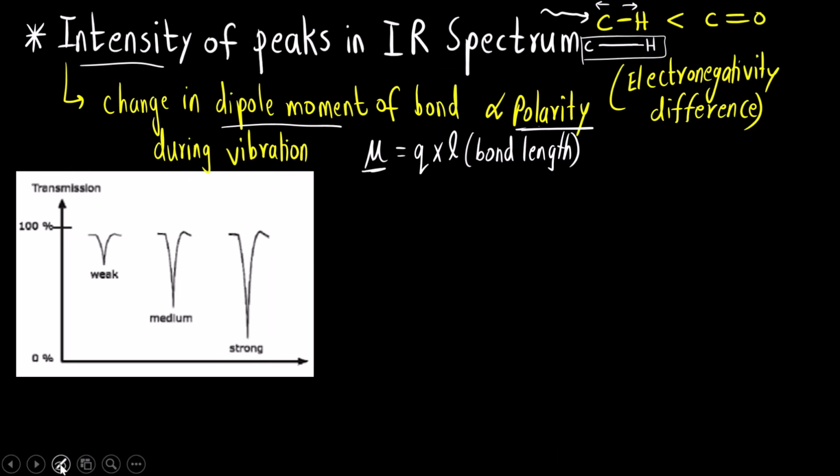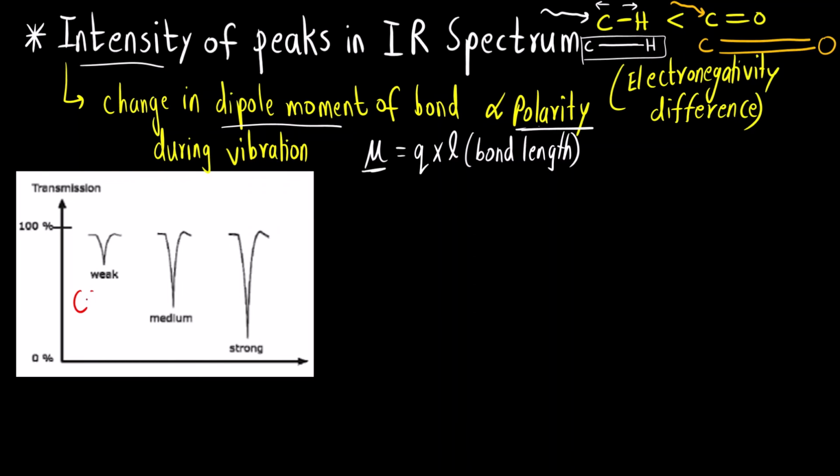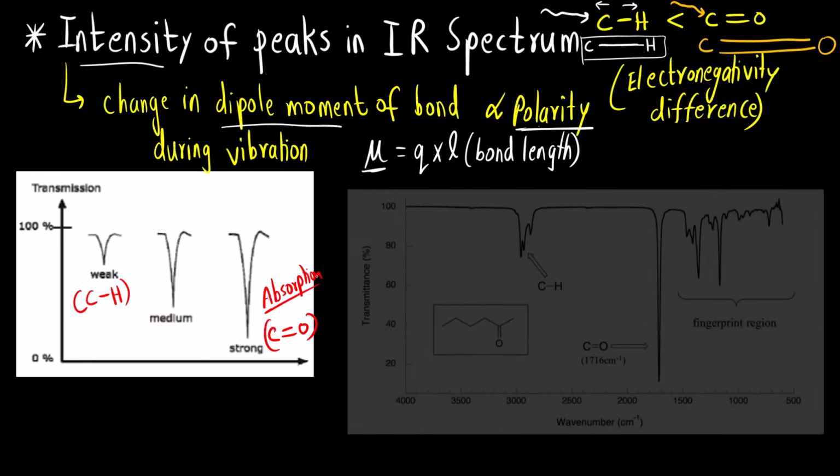And the same if we see for the carbonyl group. Suppose the carbonyl group is incident with infrared radiation, you will see that the change in bond length is much higher as compared to that of a non-polar or less polar bond like C-H. So for C-H, you will see a weak absorption, that is, very little light is absorbed. Whereas for carbonyl, you will see that the absorption is very high, that is, very low percentage transmittance.